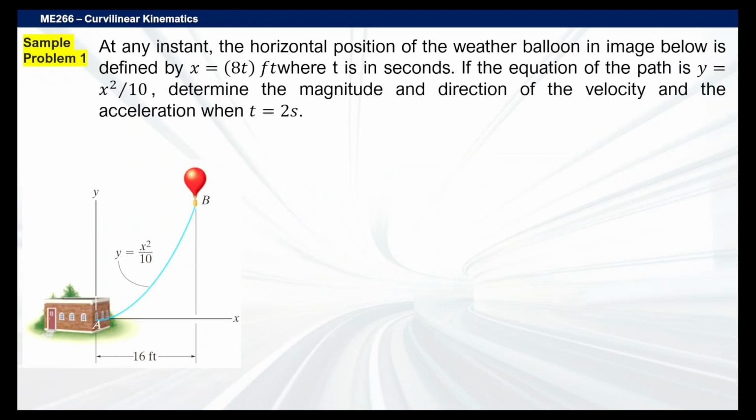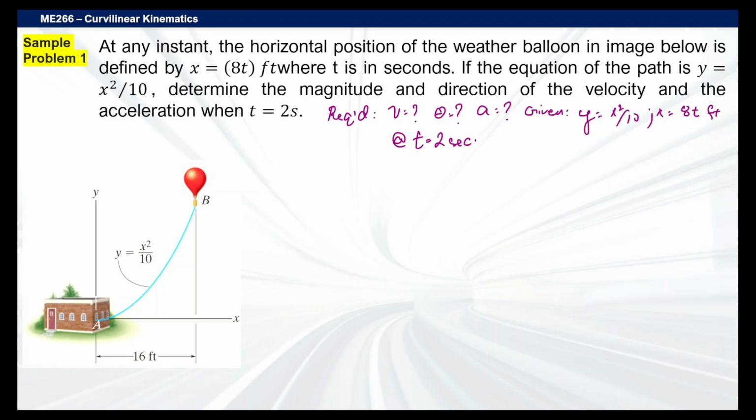So, first, let's just write down muna yung mga given natin. We know that it's required yung velocity. We know required yung magnitude basically ng velocity and yung direction ng velocity, as well as yung acceleration. So, magnitude and direction na rin ng acceleration.